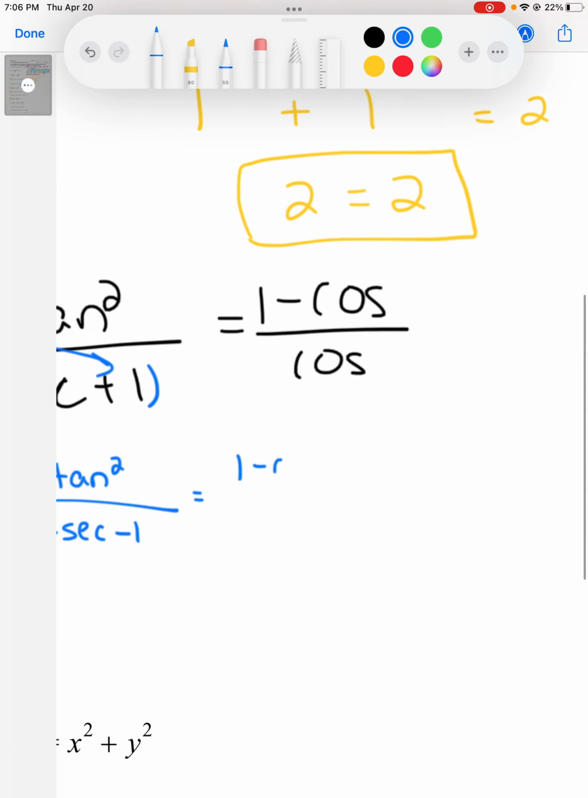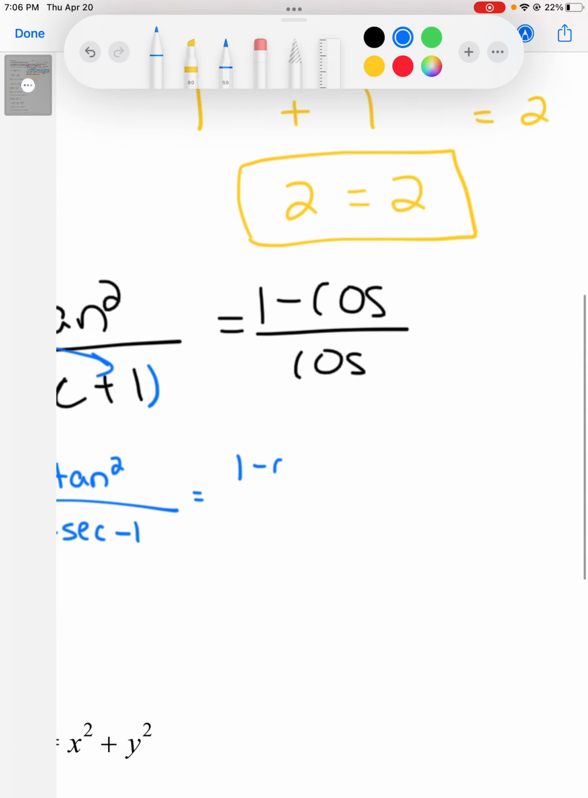Well, that just simplifies to be 1, so it's 1 over cosine minus 1. And what can we change that to be? Well, its reciprocal, secant. Well, what's our other side equal? Secant minus 1. So now they match, and we're done. So that wasn't too bad.